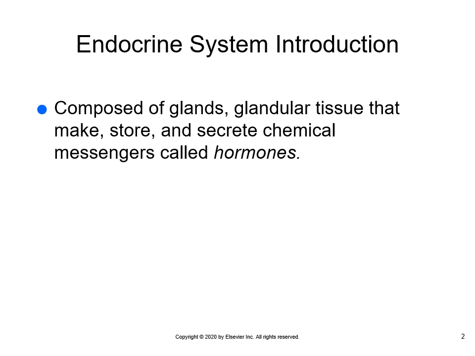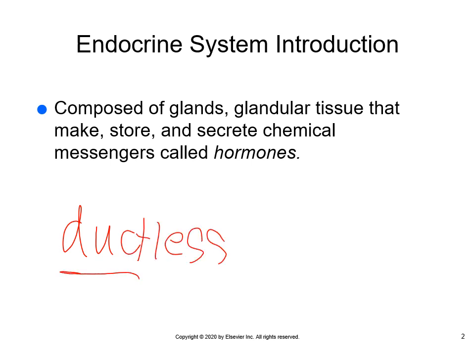Little review. The endocrine system is composed of glands and glandular tissue that make, store, and secrete chemical messengers we call hormones. The endocrine glands are also called the ductless system because there are no ducts, right? Endocrine works by those hormones being secreted. The hormones travel into the bloodstream to what we call target organs.